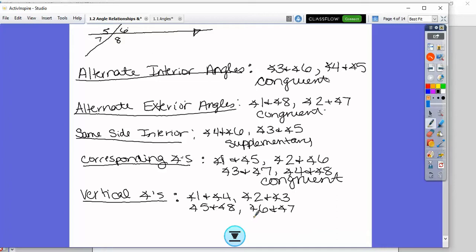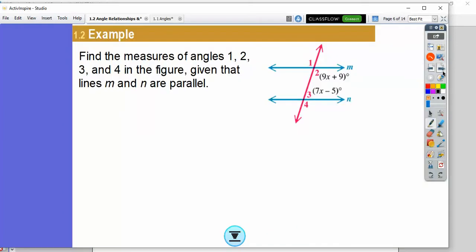Can go ahead. So the same side or the consecutive interior, those are supplementary, but the rest of them are congruent. Again, I'm not really going to test you on those relationships so much. The ones that we use the most would be the alternate interior, sometimes when we start looking at some of our diagrams, but it is important information to go over. Alright, we ready for an example? I'll give you a second if you want to draw that picture in your notes.